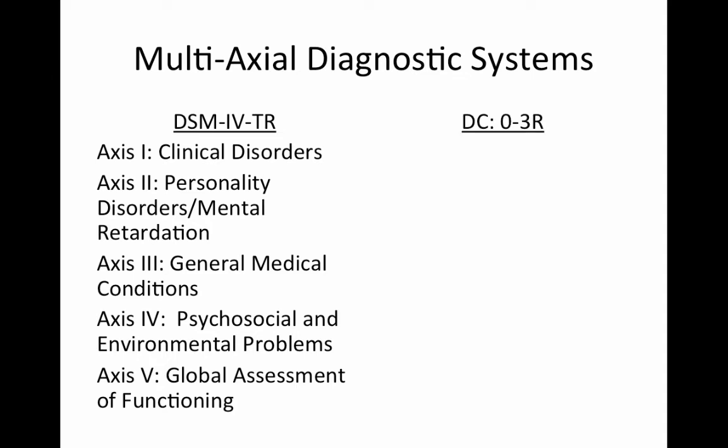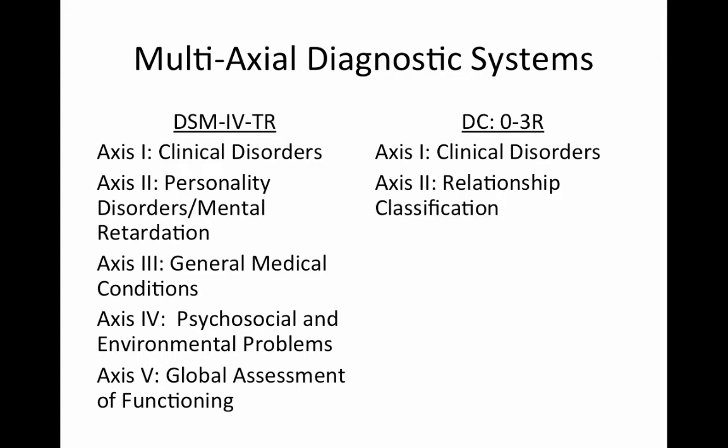The DC-0-3 uses a similar system for diagnosis, but the axes have slightly different purposes. Axis 1 is exactly the same as in the DSM-IV-TR, clinical diagnosis. Since personality disorders would not yet be evident in infancy and early childhood, Axis 2 is designated for relationship disorder classification. When a relationship disorder exists, it is specific to one individual relationship. For example, an infant may have a disordered relationship with one parent and a healthy relationship with the other.